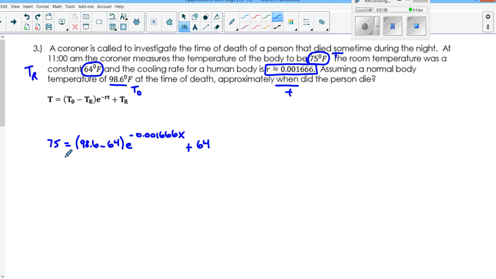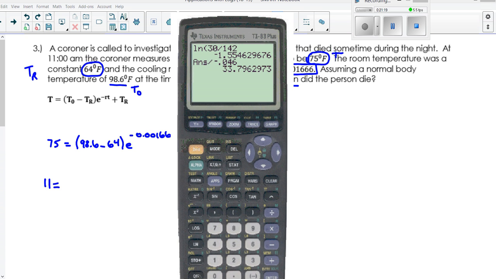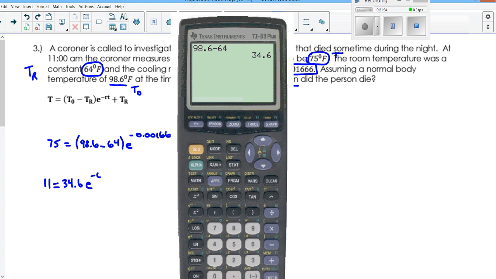I'm going to subtract my 64 to the other side, which gives me 11. Okay, and then I'm going to subtract those two numbers inside. Let's see, so 98.6 minus 64, so 34.6, times E to the negative 0. Be careful you don't lose a 0 here or any numbers. Okay, same as last time.